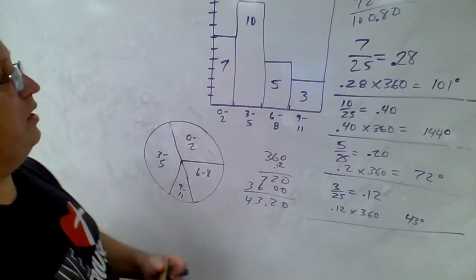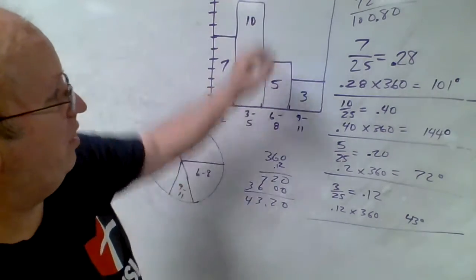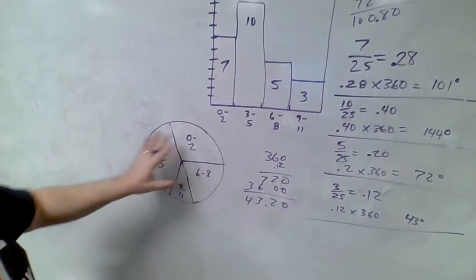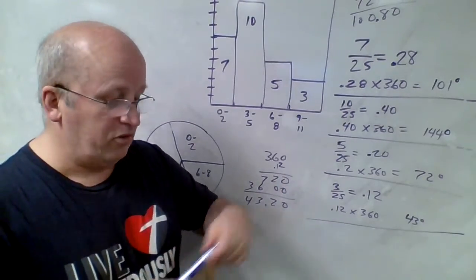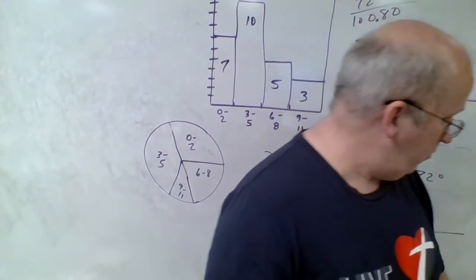So that's the way you would change this data of the histogram into sectors for a pie graph. Okay? Hopefully that makes sense. But if you get stuck, give me a call.